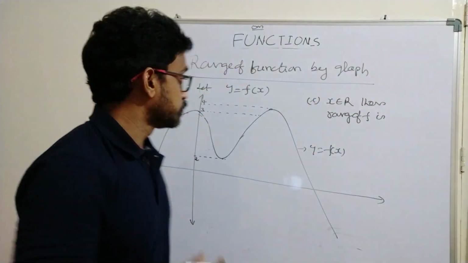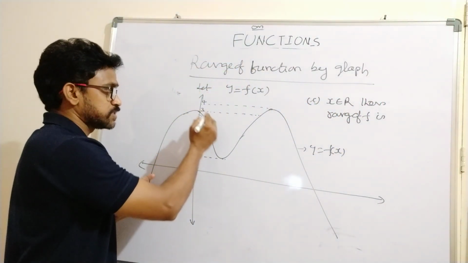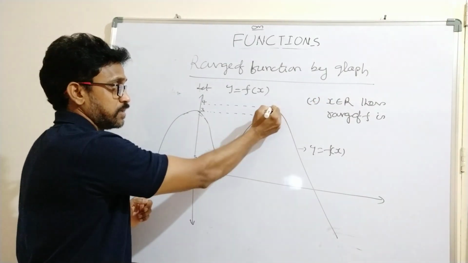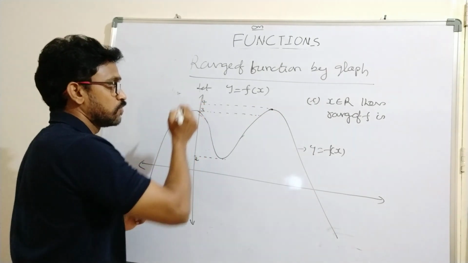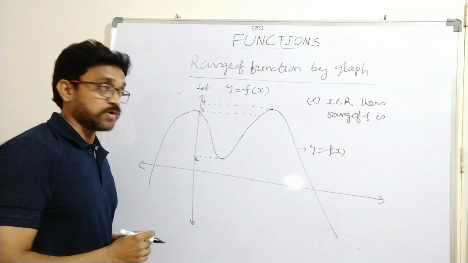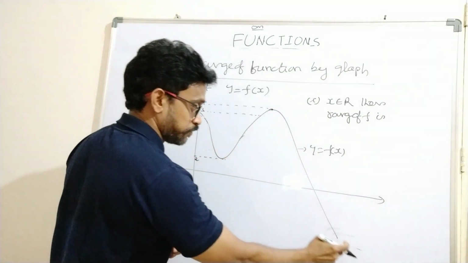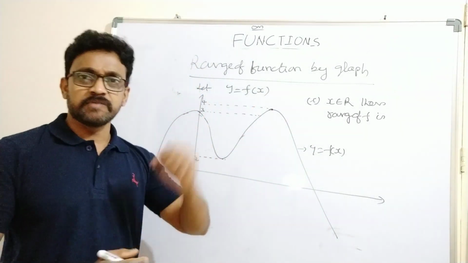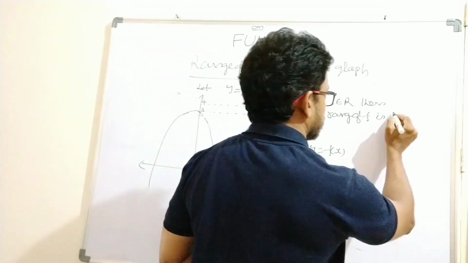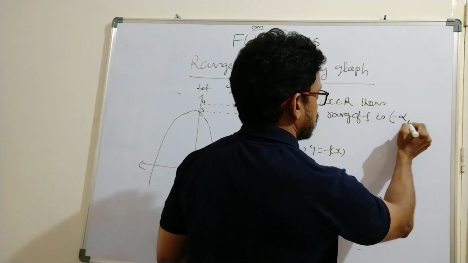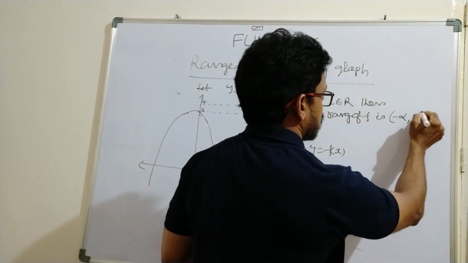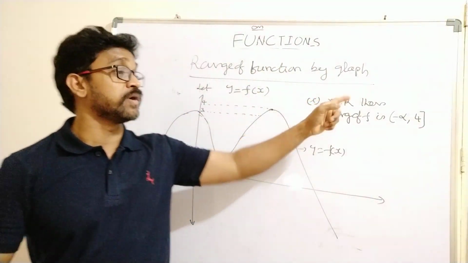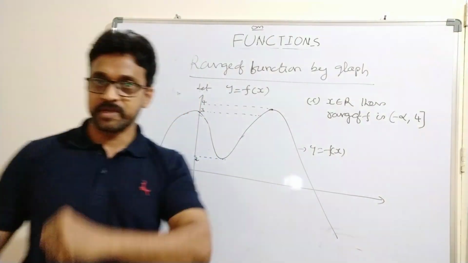Very clear. Observe from the graph here, the maximum possible value existing according to the domain here is 4. And the minimum value is what here? It approaches minus infinity. It tends to minus infinity. That's why the range of this function is what? Very clear: left open, right closed, minus infinity comma 4 is the range of this function, and the domain is the set of real numbers.